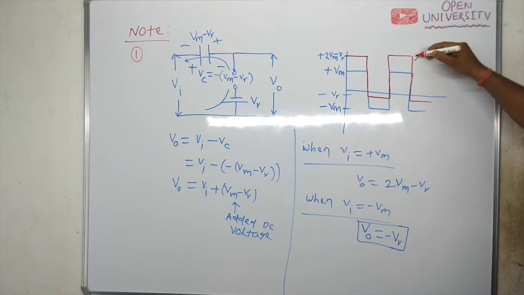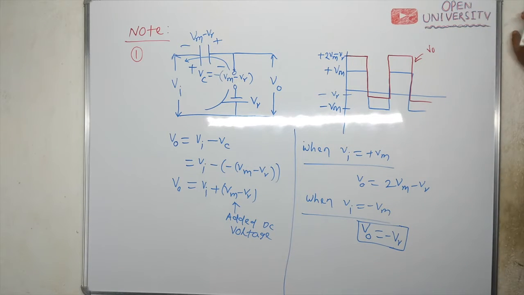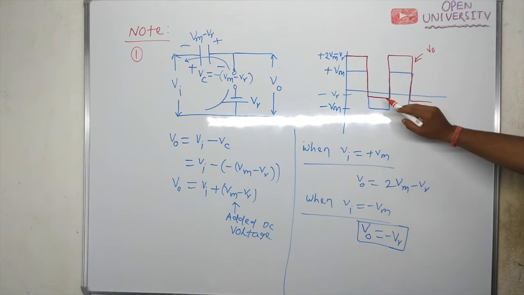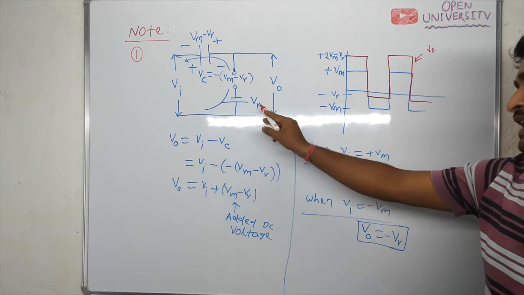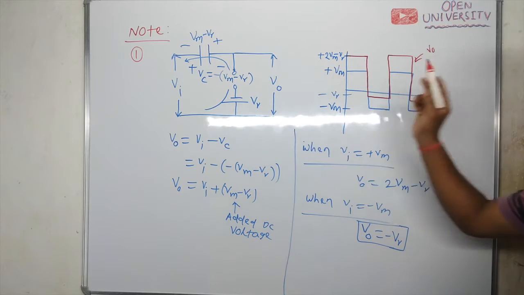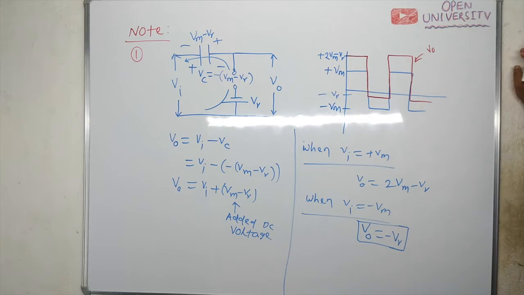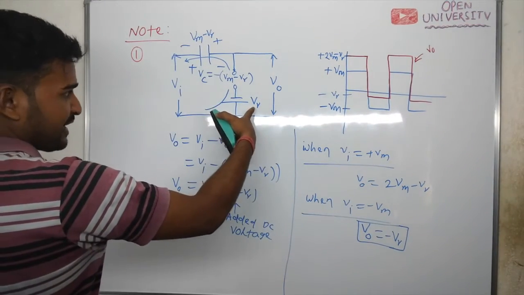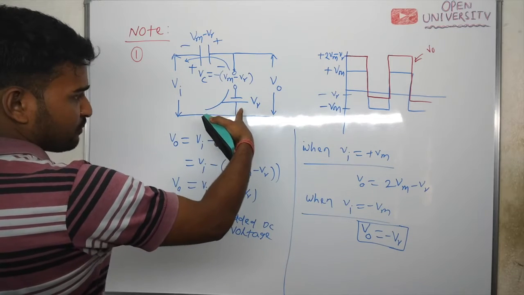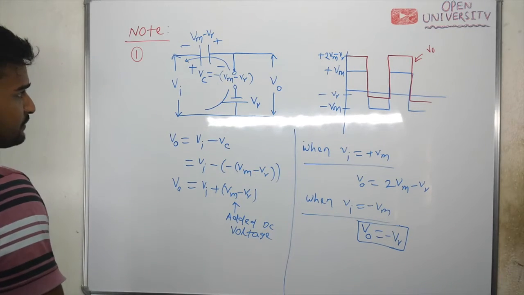This is your V naught, and you can see that this positive clamper clamps or hangs its negative peak to what? This voltage is V gamma. So if you reverse the polarity, it will be minus V gamma. So this clamper is clamping its negative peak to minus V gamma. If this side is plus and this side is minus, it is plus V gamma; if you reverse it, it will be minus V gamma.